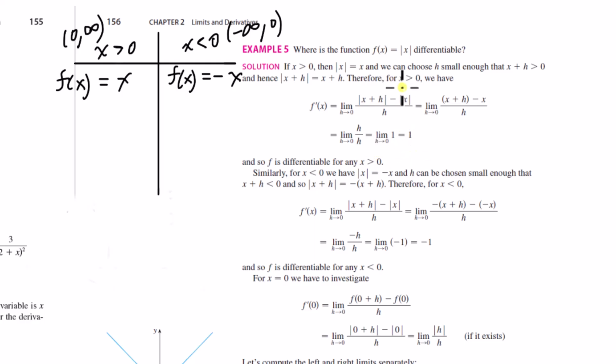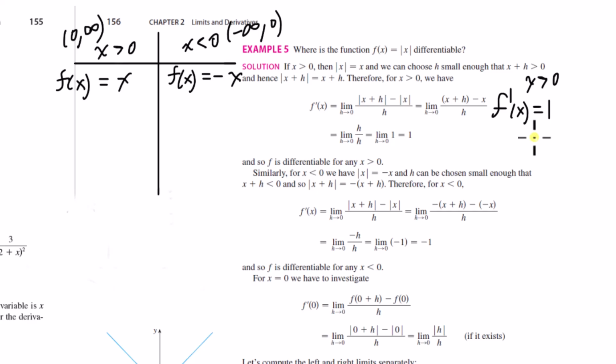So when x is greater than 0, for any x greater than 0 that you plug into the derivative function, f prime of x is equal to 1. f of x is equal to the absolute value of x, and f prime of x is equal to 1 when x is greater than 0. It's a constant value, and that makes sense because it's a line.